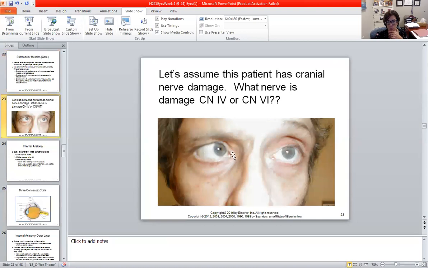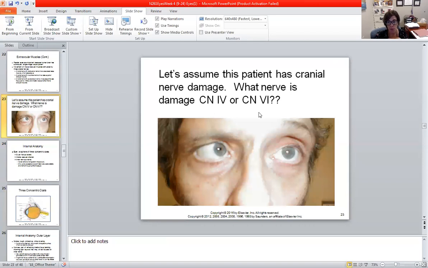They're both in a tug of war all day. 6 wants you to look this way. 4 wants you to look this way. So when you look at someone, now again, this could be a muscle problem. So if somebody's cross-eyed, you're going to the mall, don't say, oh my gosh, they have cranial nerve damage. It could be something different.